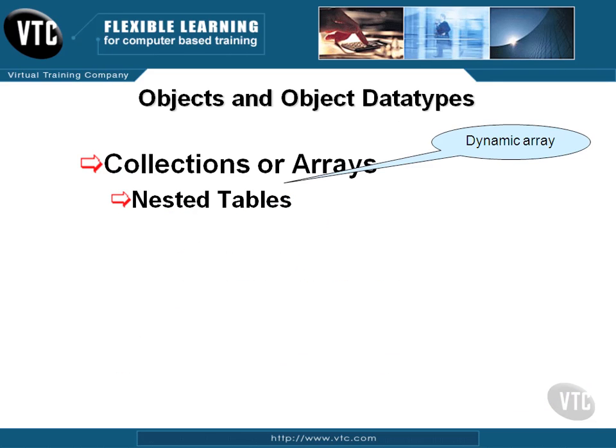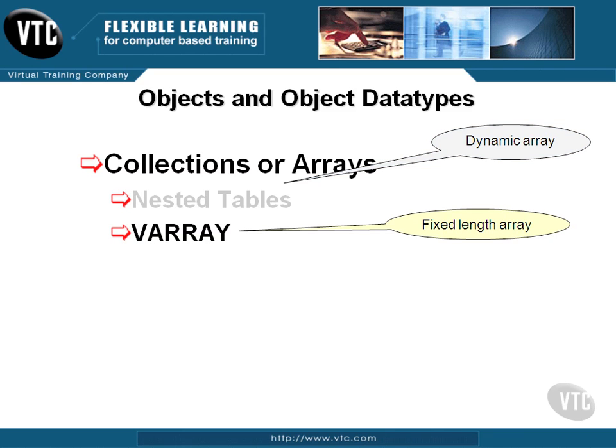Objects and object data types. You can create dynamic arrays. A dynamic array is an array that doesn't have a specified number of rows. It's called a nested table in PLSQL. A fixed length array, which is basically an array with a fixed number of entries, is called a V-array.